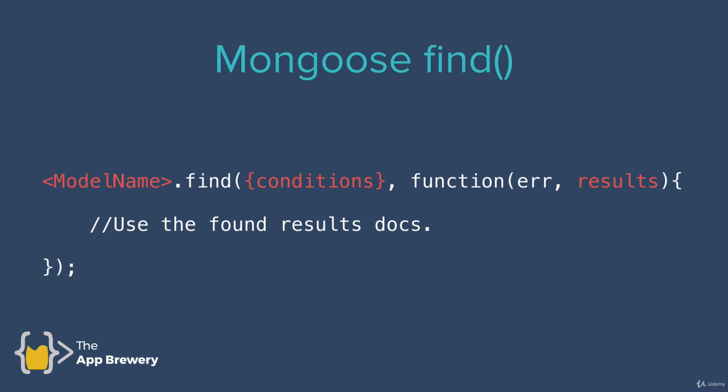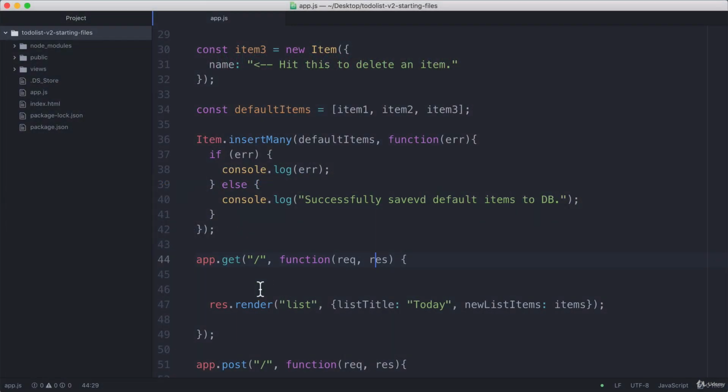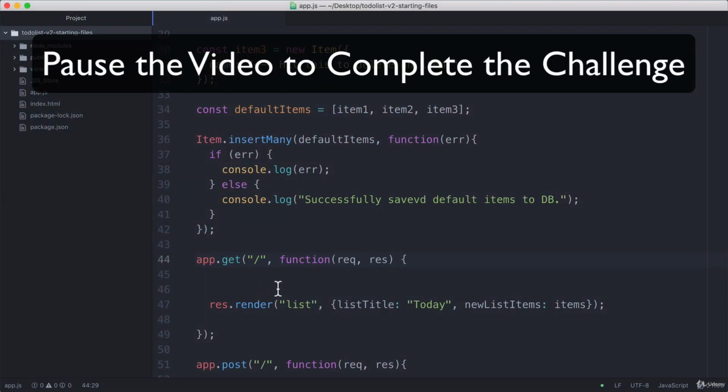So as a challenge, I want you to be able to log all of the items inside our items collection, but do that from our app.js. Pause the video and try to complete the challenge.